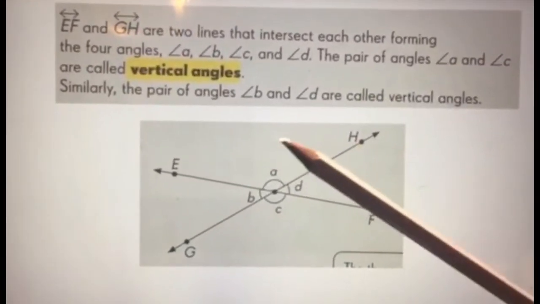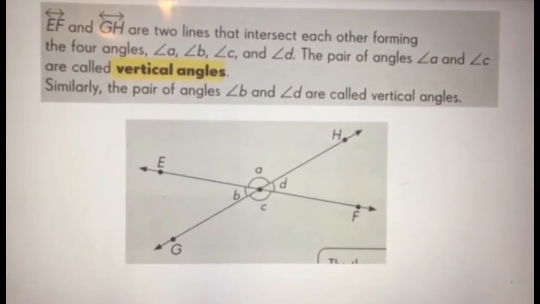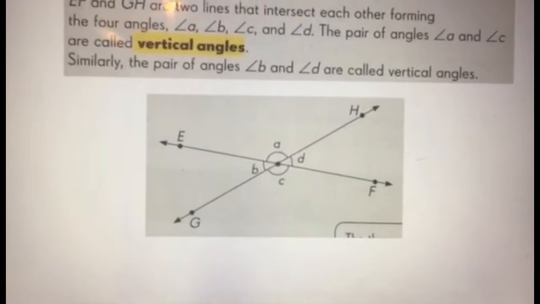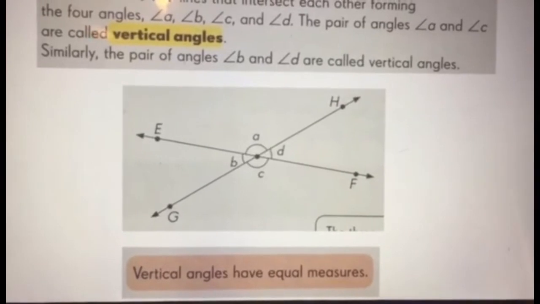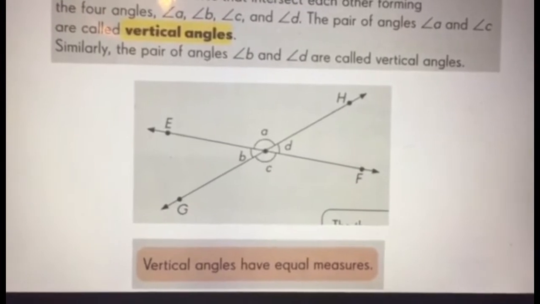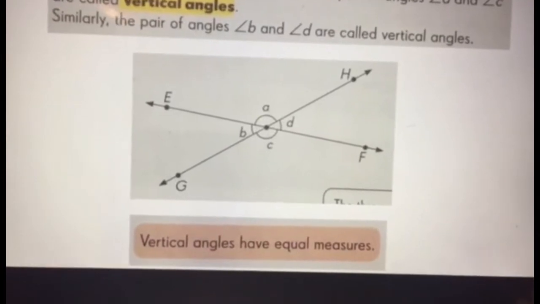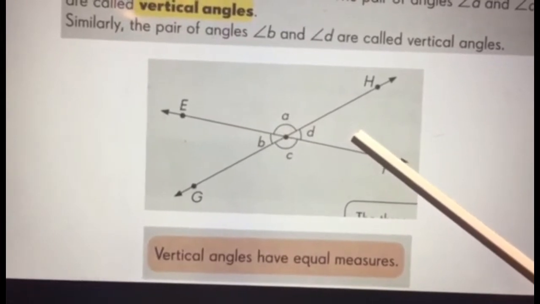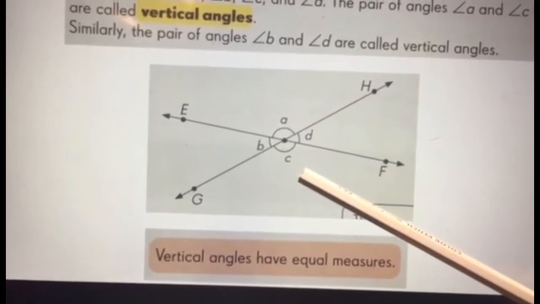Here we go. EF and GH are two lines intersecting each other, and they form two pairs of vertical angles. The property of vertical angles is that they have equal measures. I want to tell you this property directly because I want you to think about how to prove it. Now I can tell you it is very true that angle B and angle D have equal measures. They measure the same. Angle A and C also have equal measures.